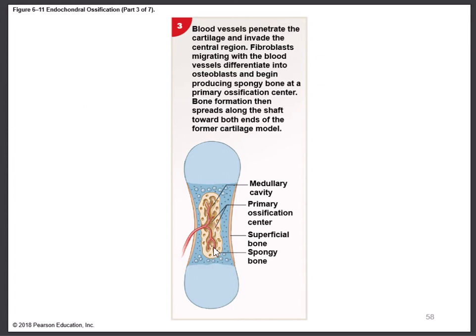Okay, so the main steps that are happening here: the blood vessel penetrates the diaphysis. It brings along with it fibroblasts. The fibroblasts convert to osteoblasts. We know that osteoblasts always produce bone, and we form our primary ossification center.